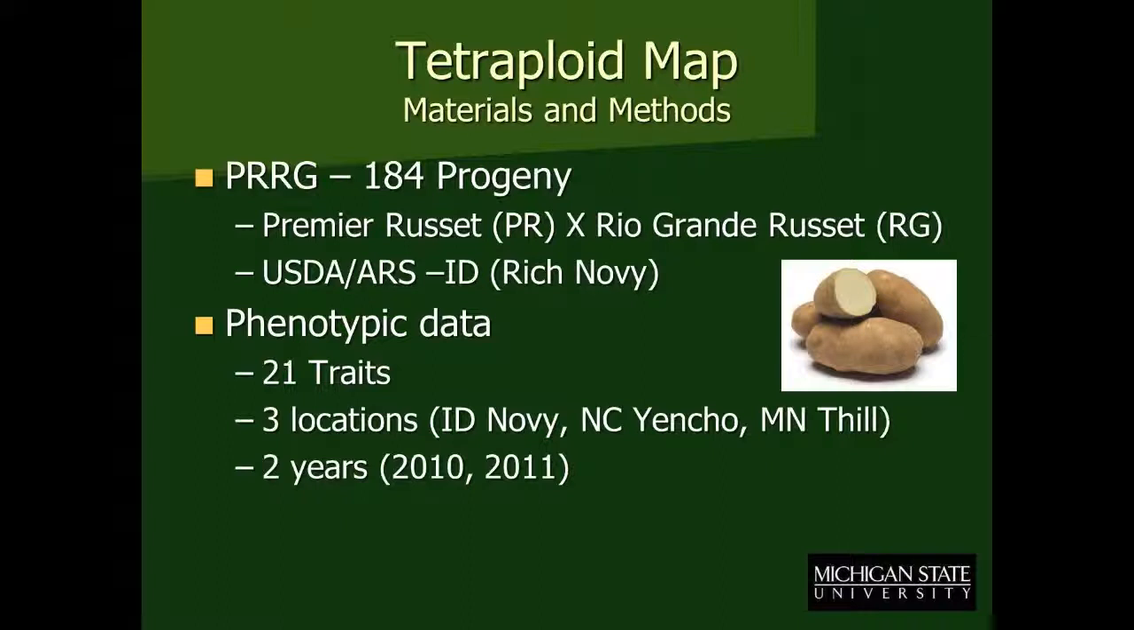So we felt that that work really provides a foundation for us to move forward, now knowing the map position for a lot of the SNPs that we're working with. And so we jumped into our tetraploid mapping work, and one population that was key to the SolCAP project is a cross between Premier Russet and Rio Grande Russet, made by Rich Novy in the USDA ARS organization in Idaho.